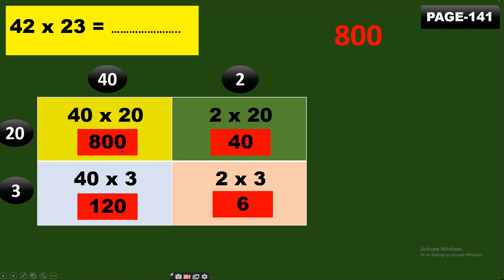Now 800 plus 40 plus 120 plus 6 equals 0 0 0 6, 6. 0 4 plus 2, 6 and 8 plus 1, 9. So answer is 42 multiply by 23 equals 966. Next question.